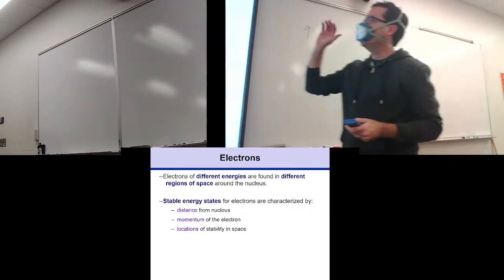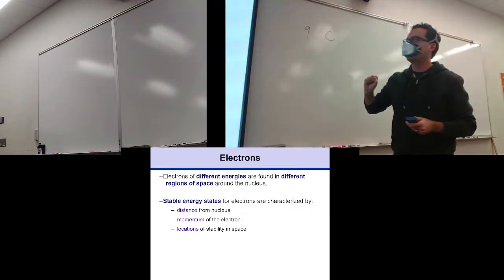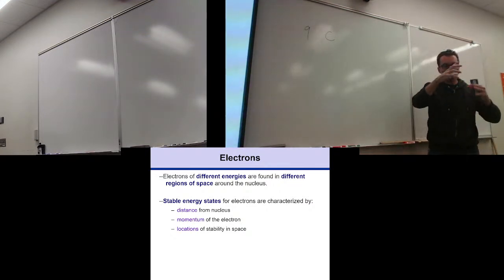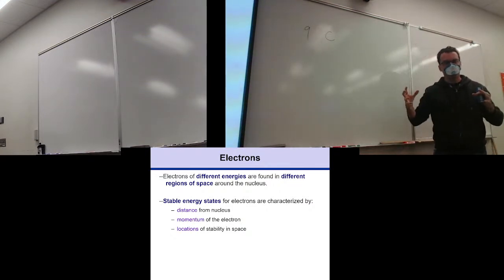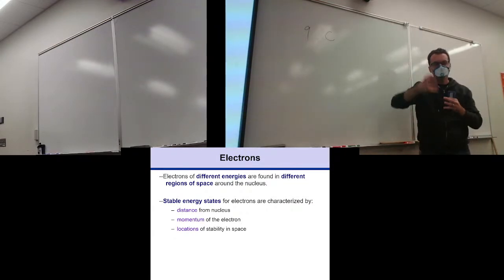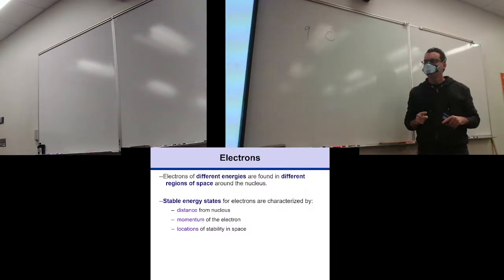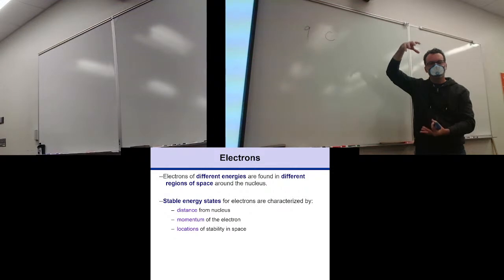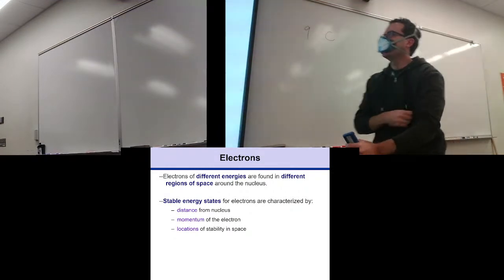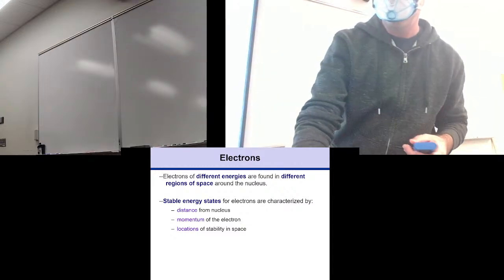And then locations of stability in space. So it's not going to be just distance from the nucleus, it's going to be different areas around it. So it might not be completely symmetrical, spherical. If you have a Cartesian coordinate, x, y, z, it might be more stable in the z direction than the x direction or something like that, okay? So there's going to be lots that contribute to how we define an energy state for an electron.